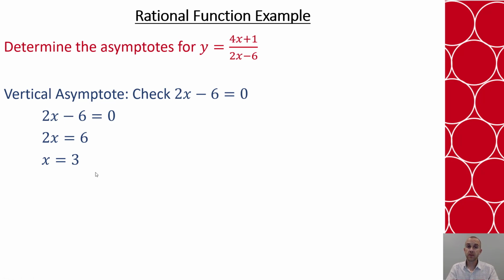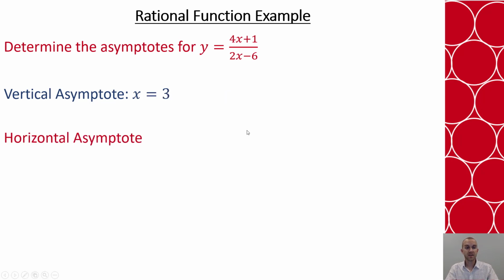But I do want to verify that it's true by looking at my numerator's expression as well. So I'm going to substitute 3 in. 4 times 3 plus 1. And I want to know, does that equal 0? I hope not. So 4 times 3 plus 1 gives me 12 plus 1, which is 13. 13 does not equal 0. Therefore, this is a vertical asymptote.